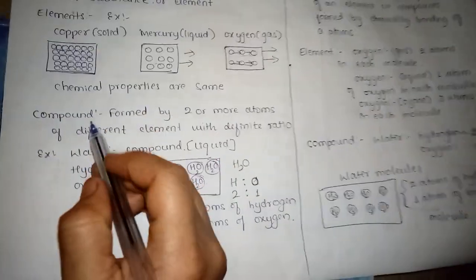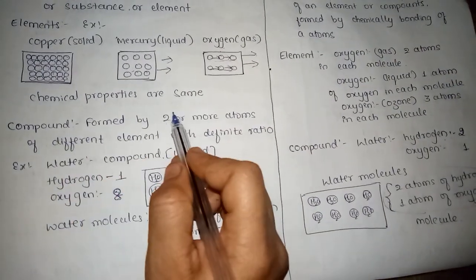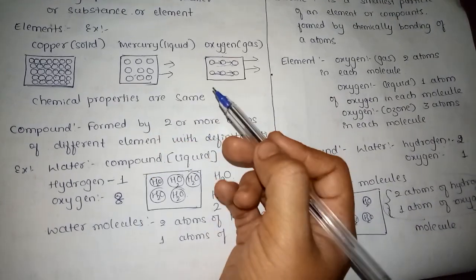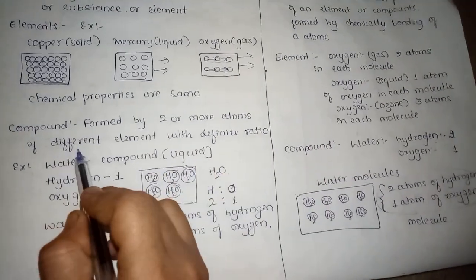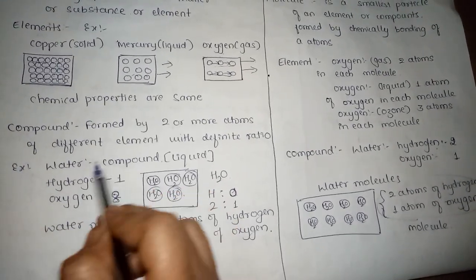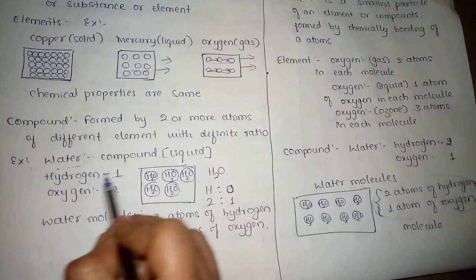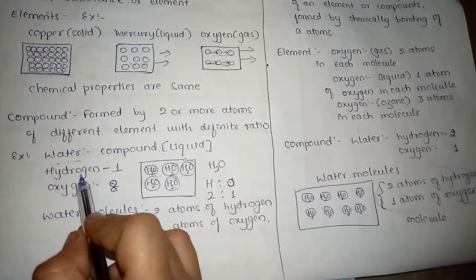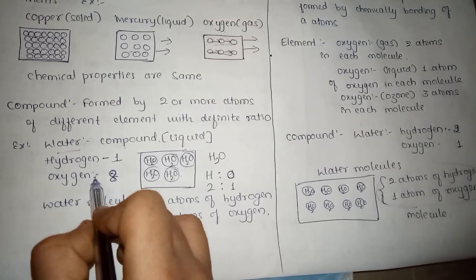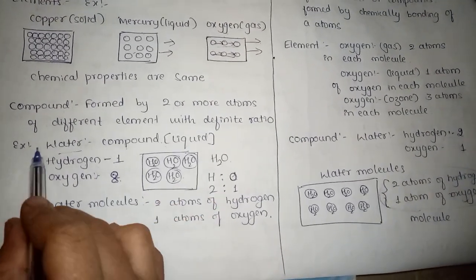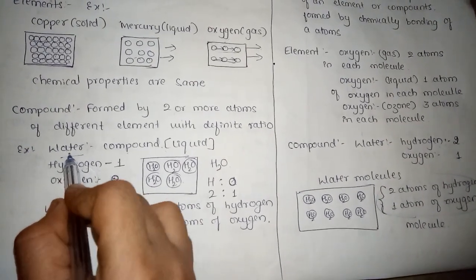Next, let us see what a compound is. How is a compound formed? A compound is formed by two or more atoms of different elements. Let us take water, which is a compound in a liquid state. It contains hydrogen and oxygen. Both hydrogen and oxygen are elements, and both are combined in a proper ratio to form water, which shows us a different chemical property.